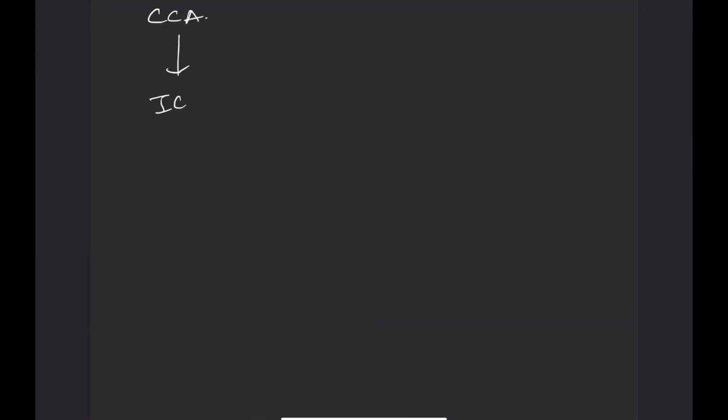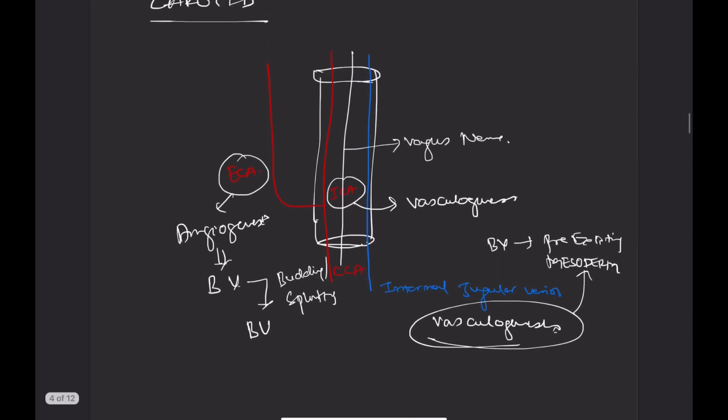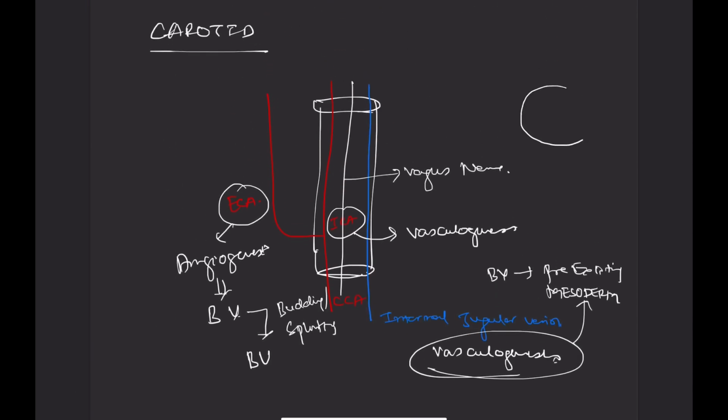The common carotid artery gives rise to the internal carotid artery. The internal carotid artery gives rise to the middle cerebral artery. Via this, called vasculogenesis, and this is also via vasculogenesis. Hence, remember, the thrombus will most commonly go to the middle cerebral artery. Hence the thrombus is more common in the middle cerebral artery.